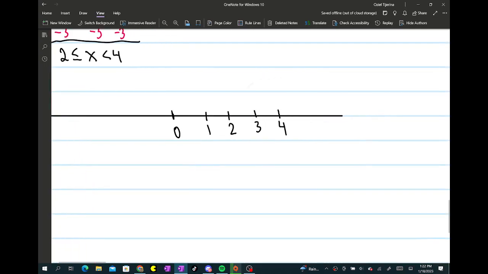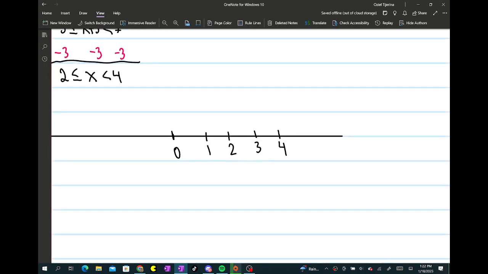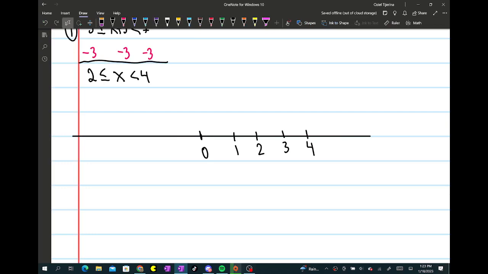We know that 2 is less than or equal to x, so at 2 there's going to be a closed dot, and then x is less than 4, so at 4 we will have an open dot. Between those two, we're going to shade in between.